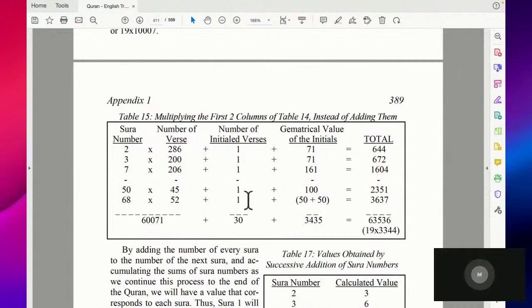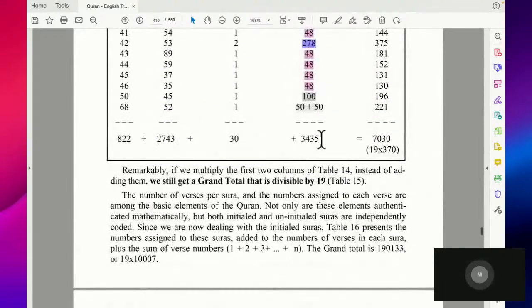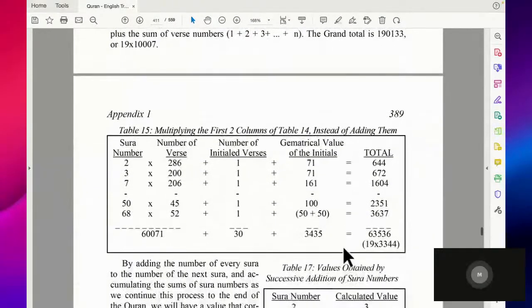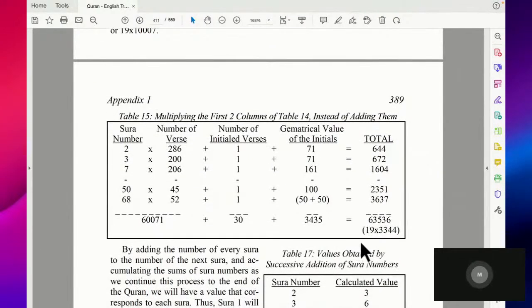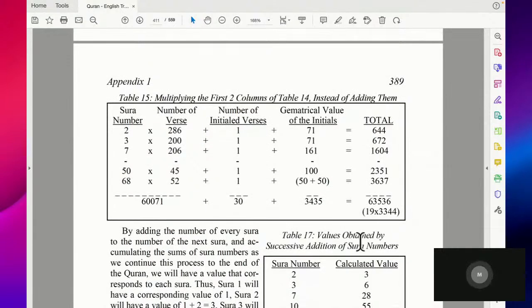Now, the number of initial verses stays the same. It's 30. The geometrical values of the initials stay the same. It's 3,435, the same number here. And the summative total is 63,536, which is also a multiple of 19. 19 times 3,344, which is absolutely mind-numbing.